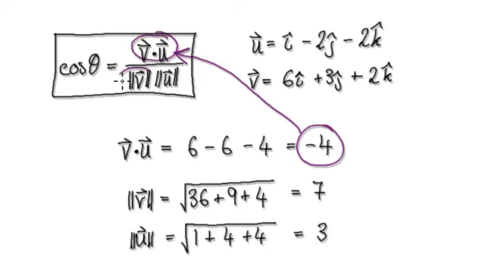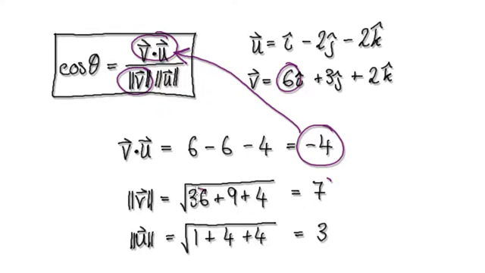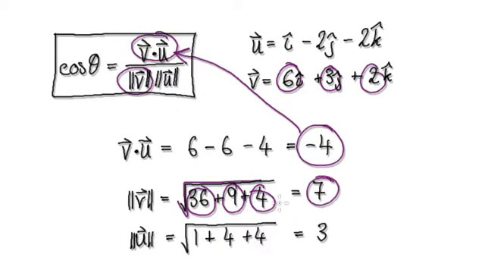And then we need to work out the magnitude of the vector v. So the magnitude of the vector v would be, hang on, let me think. So v is here. The magnitude would be this squared, and then this squared, and then this squared, and then square root the whole thing. That would be 7. And then we need to work out the magnitude of the vector u.